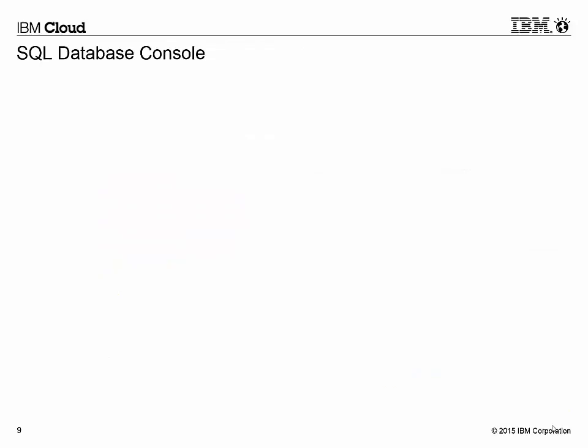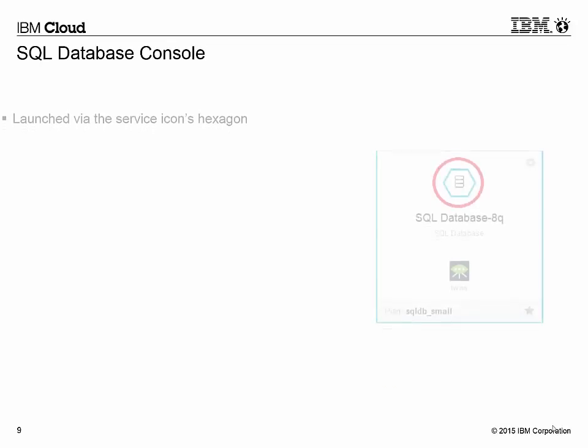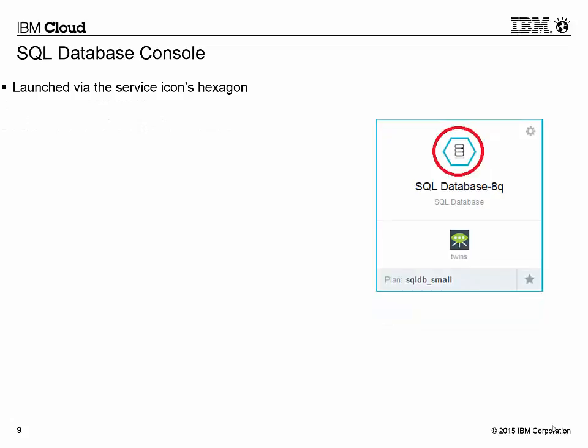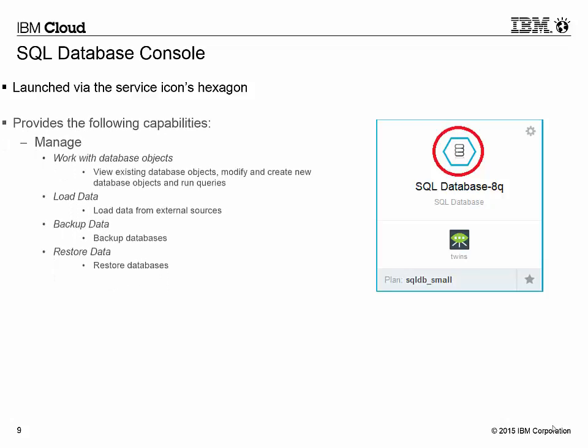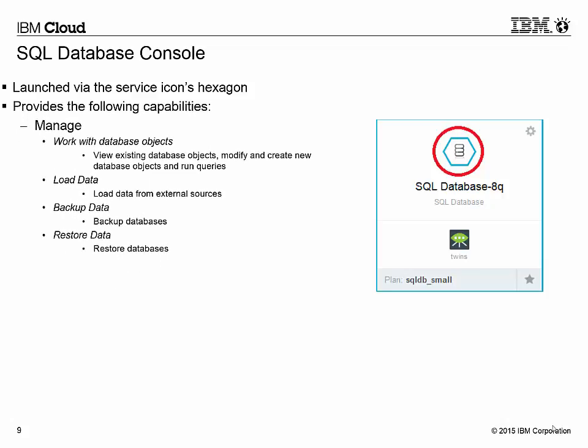So now let's look at the SQL Database Console. Like the other two environments, it's brought up by clicking on the service's icon. And the SQL Database Console provides several capabilities, roughly divided into two categories. So the first category is actually managing your data. So you can work with database objects, you can look at existing objects, you can modify them, create new ones, you can run queries, you can load data from a variety of external sources, you can back up data, and you can restore data.